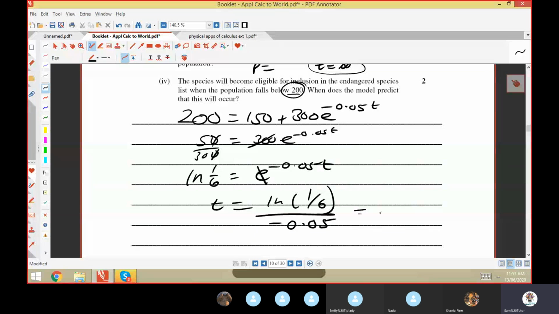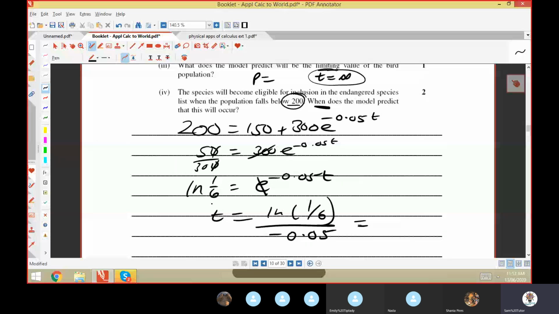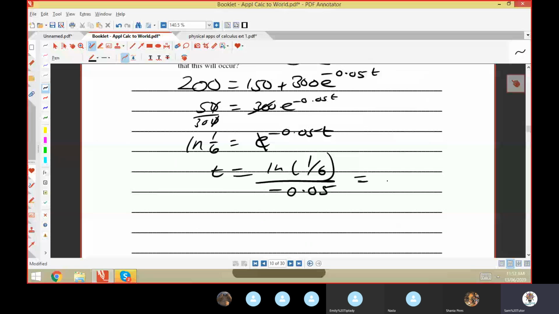But it does say when does the model predict. If you just found the time, it won't be right. You know, it started in 2000 and, oh no, it doesn't say when it started. Okay, then it'll be fine in this case. If it started in 2004, let's say you found the time was 10, you've got to say it's 2014. In this case, it just says when does the model predict. Your time is fine. You'll say in the 30th year or in the 10th year or whatever it is.